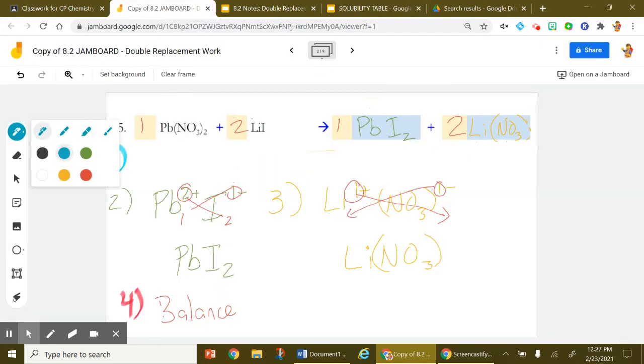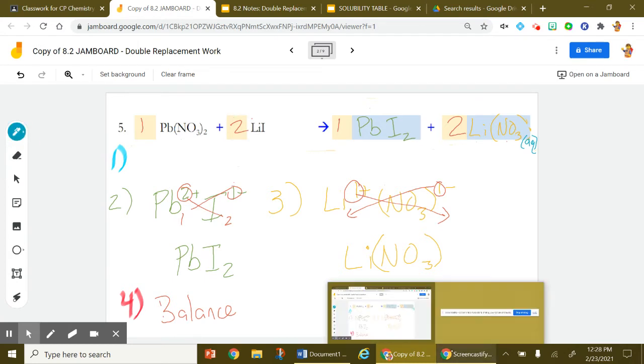So lithium nitrate will not cause this chemical reaction to occur. Let's check the lead iodide, however. Remember, we just need one of these products to be a solid, liquid, or gas in order for this reaction to occur. So let's take a look at lead-2 iodide.